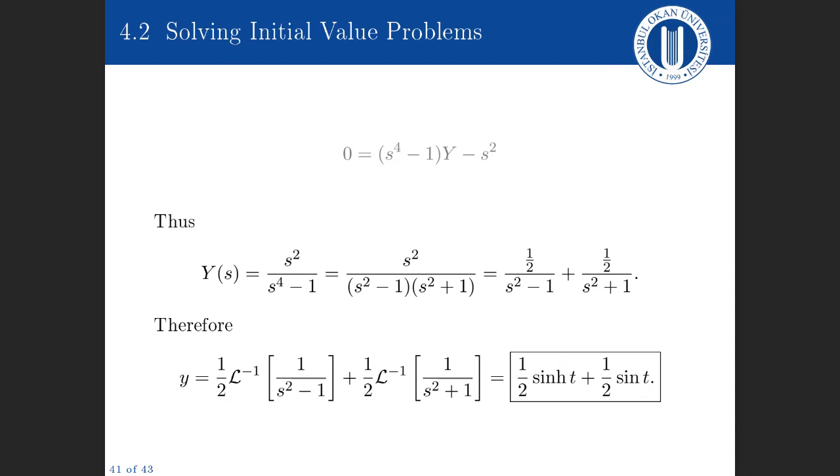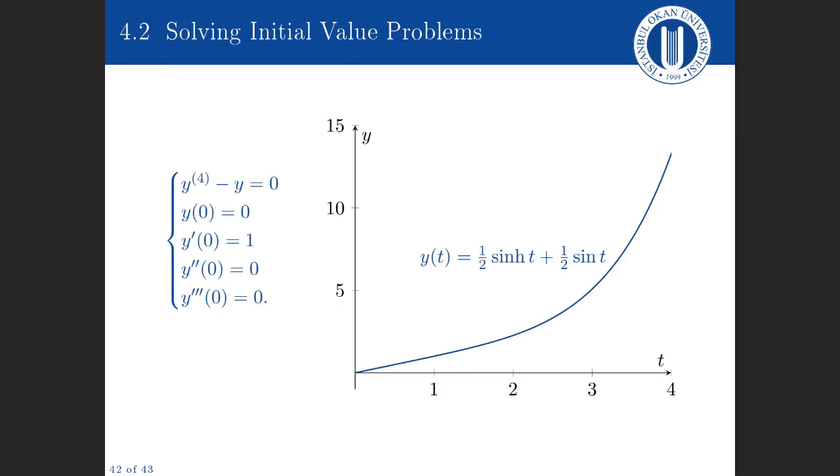And then we can write down the solution. Small y, that's the answer to the initial value problem, must be a half multiplied by the inverse Laplace transform of 1/(s² − 1), plus a half multiplied by the inverse Laplace transform of 1/(s² + 1). That's just a half sinh t plus a half sin t. And for the final slide of this week's lesson, I have a graph of this function. This is the solution to this initial value problem.